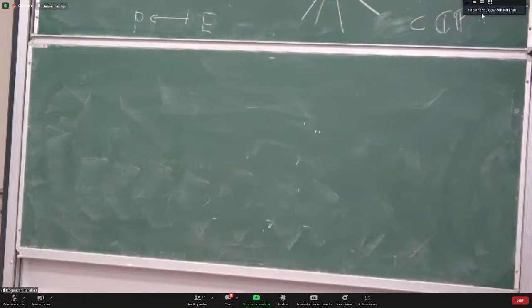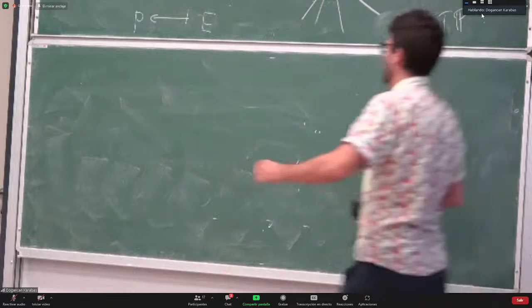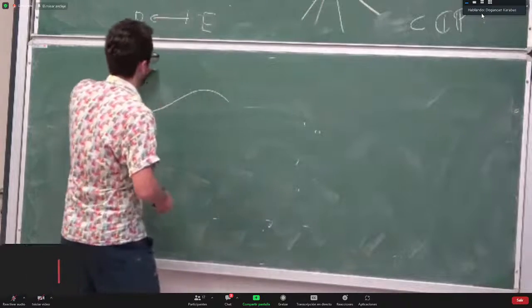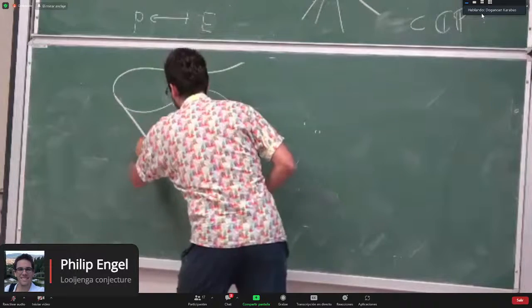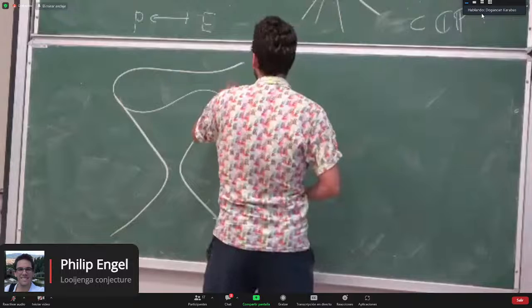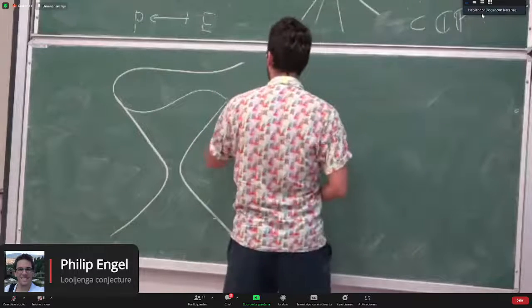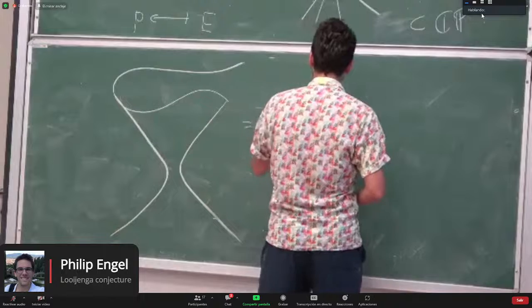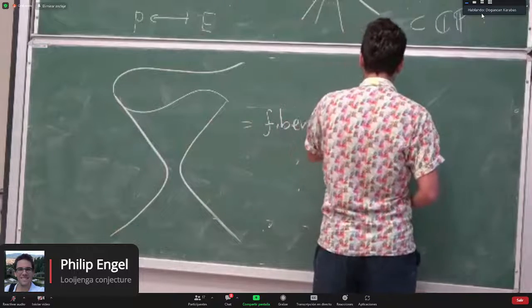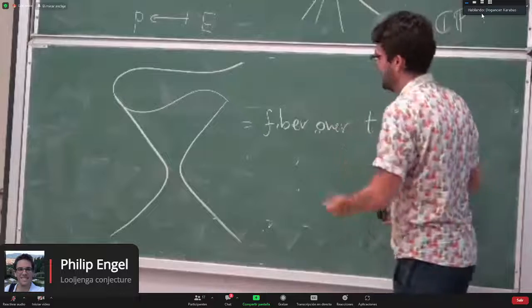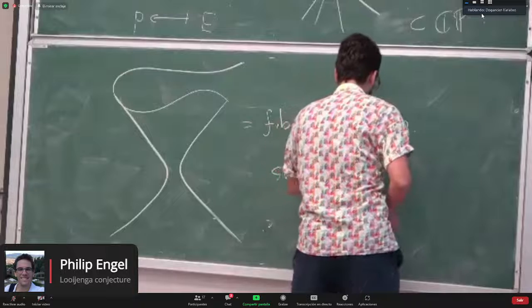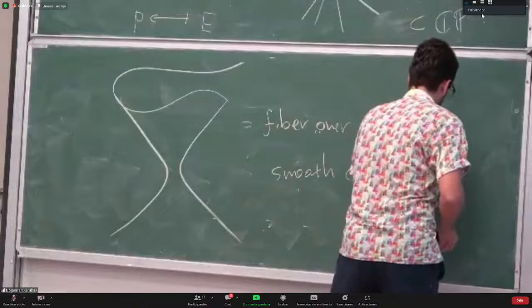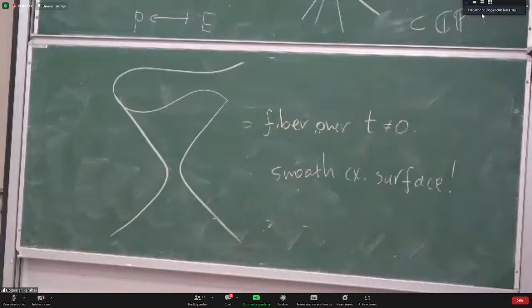So the fiber over some non-zero point, if t is close to 0, is going to look kind of similar, but it's not going to actually acquire this sort of singularity. So this is going to be the fiber over t not equal to 0. And in particular, this is a smooth complex surface. So this is what I mean by deforming the surface until it becomes smooth.